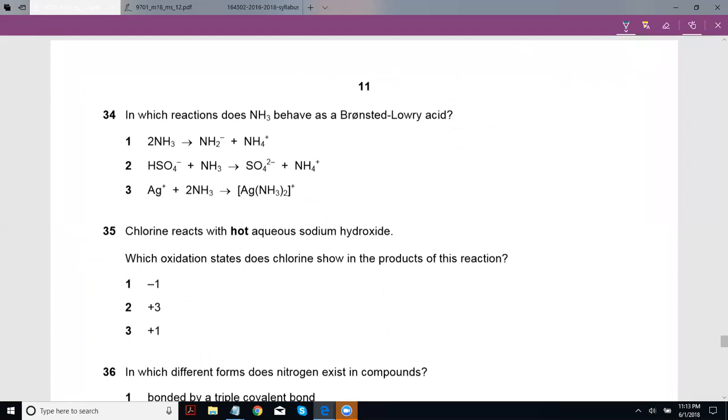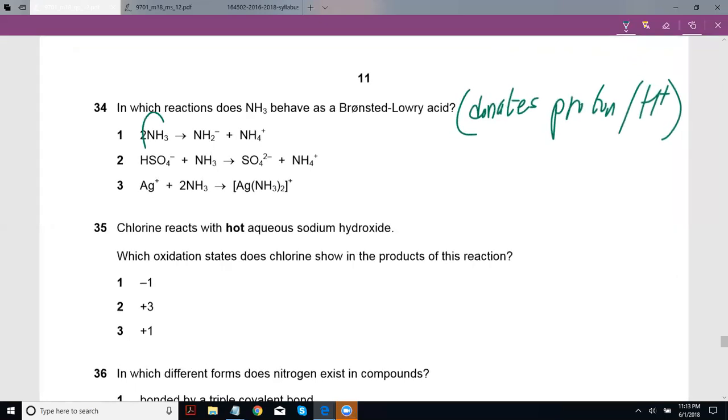Shortcuts. Okay, 34. In which reactions does NH3 behave as a Bronsted-Lowry acid? It behaves as a Bronsted-Lowry acid if it donates a proton. It's basically your H positive ion. So what's happening here? NH3 goes to NH2 negative plus NH4 positive.